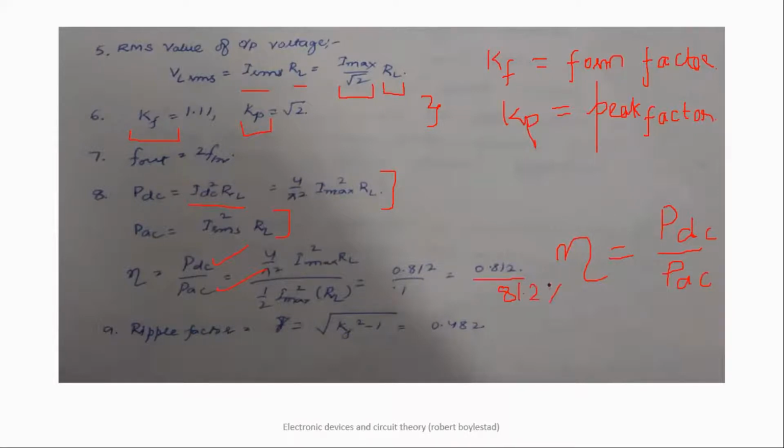So that means 18.8% of the power is wasted in your rectifier in case of full wave rectifier. Another factor that is of concern is the ripple factor. So it says that under root of form factor square minus 1 is equal to this value. So form factor value is here. So 1.11 square minus 1. So it comes out to be 0.482.